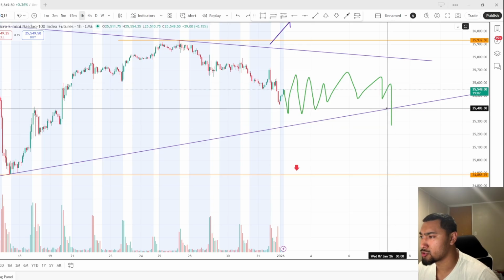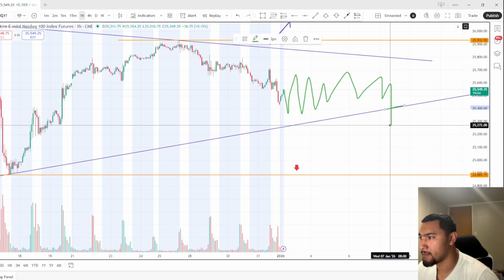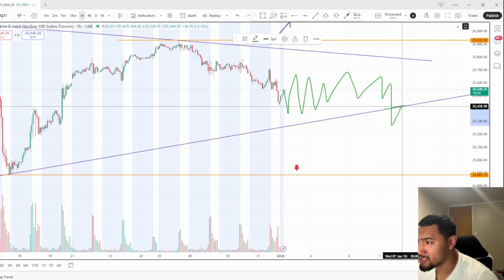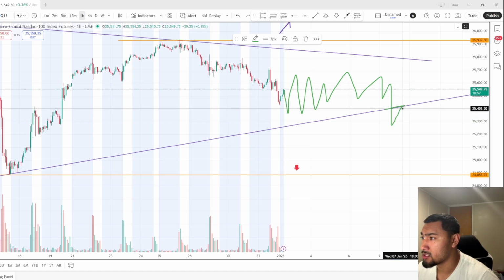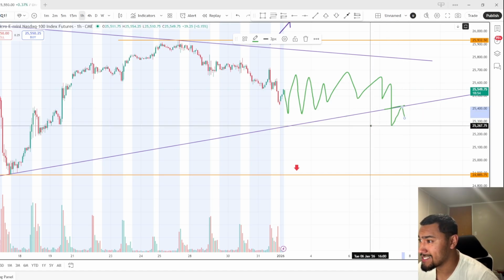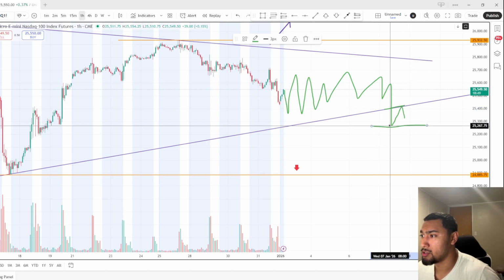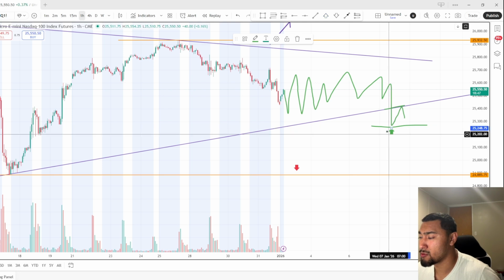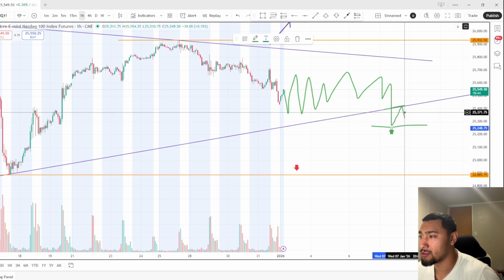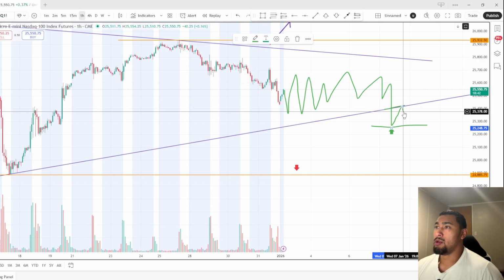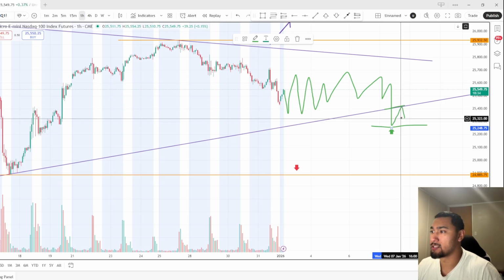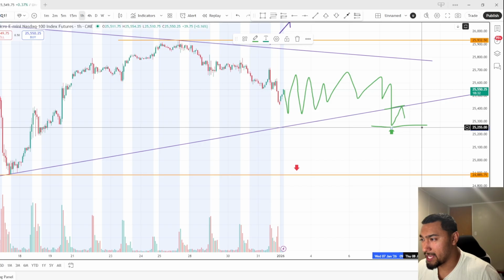Once we break below this trend line and we create a low, we bounce back. Let's say we come back and touch it, and now we're heading back down. This is our most interesting area to pay attention to. This right here. This little bounce is going to create the downward move in my strategy, basically. So this will be the main area I'll be watching.